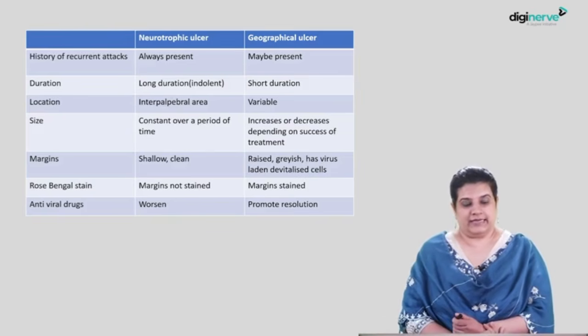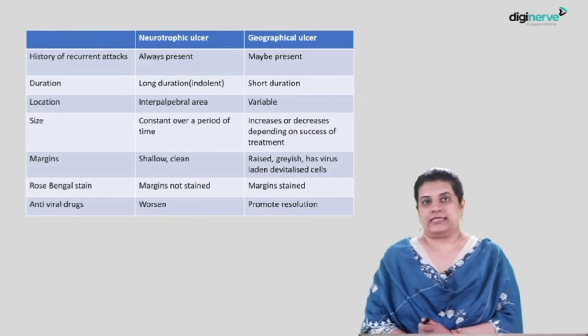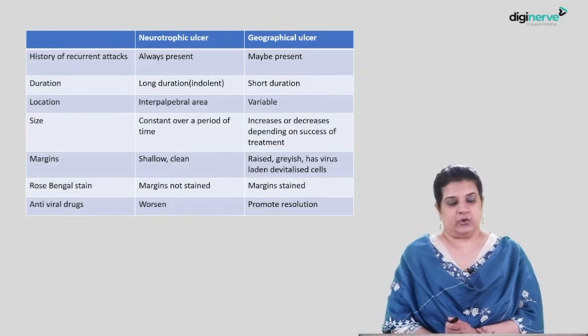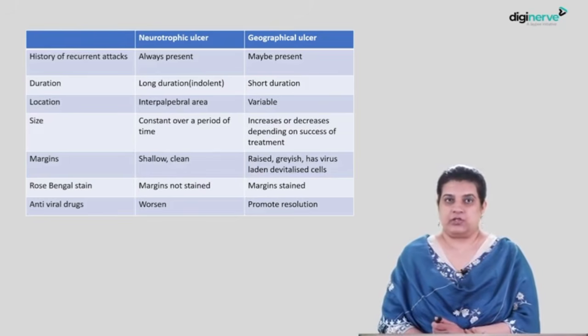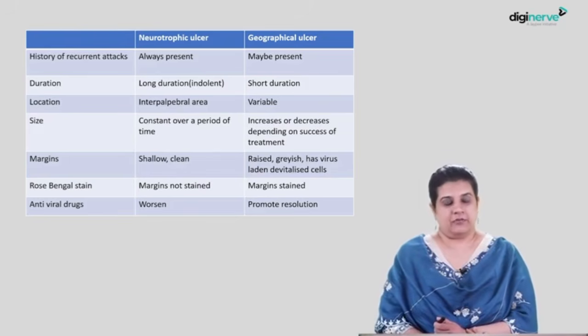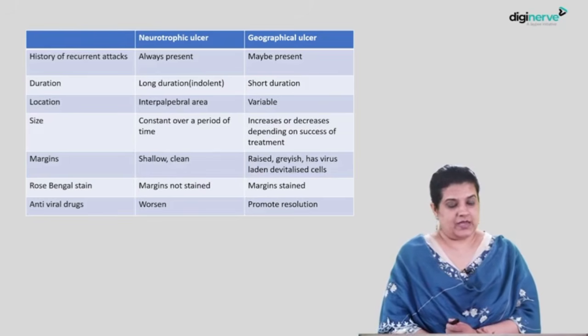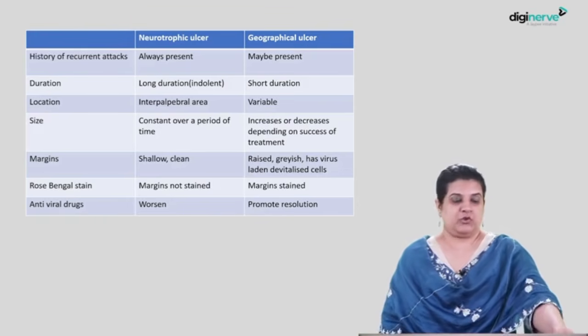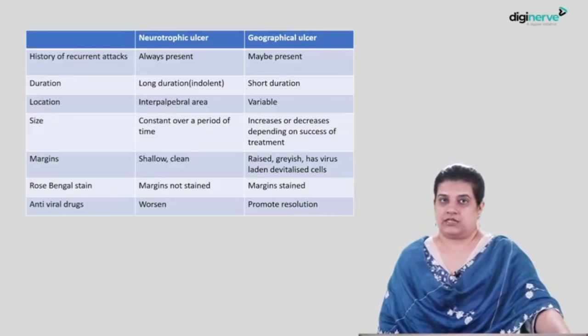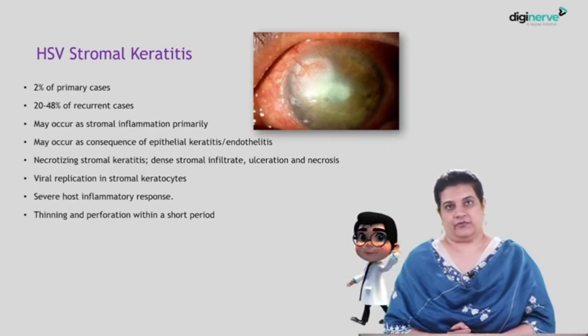Rose Bengal staining: in this, the margins are not stained. We have reverse staining in a neurotrophic ulcer, but in a geographical ulcer, as I had already mentioned earlier, we will have stained margins with rose Bengal dye. Antiviral drugs worsen neurotrophic ulcer, but they promote resolution in a geographical ulcer, which is an active ulcer in which we have live viruses. That was the epithelial form.